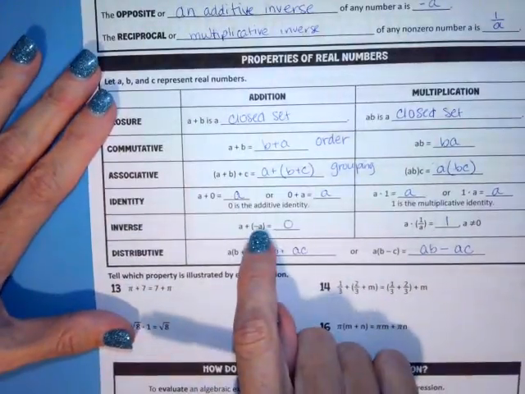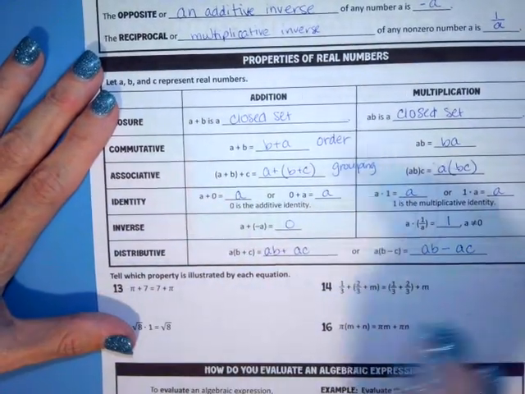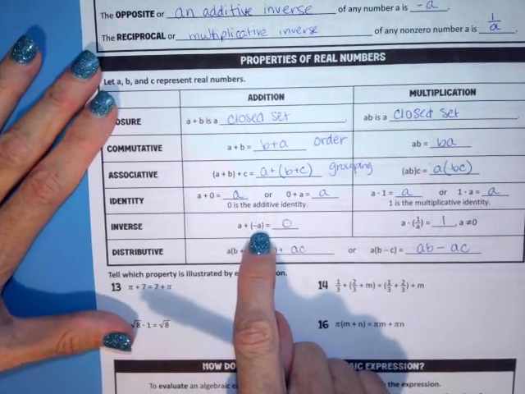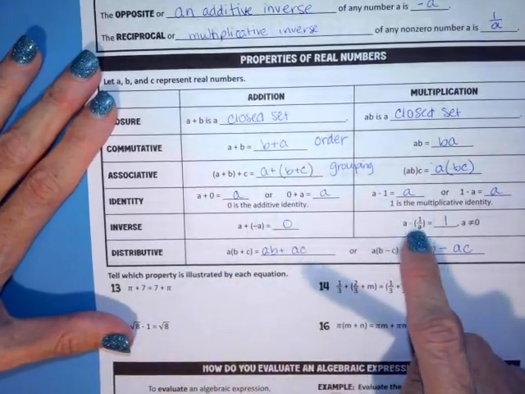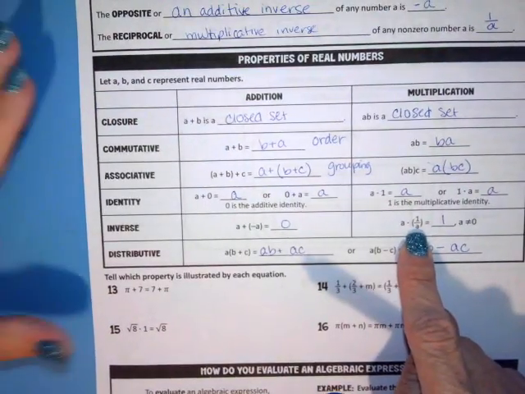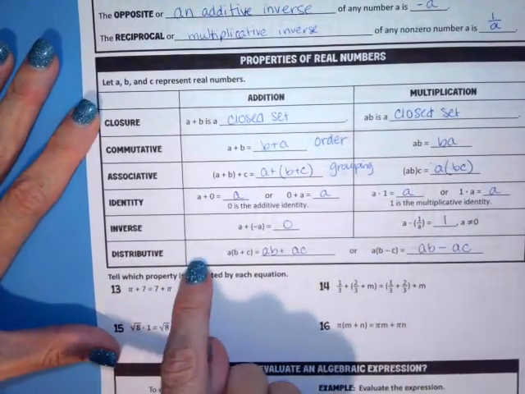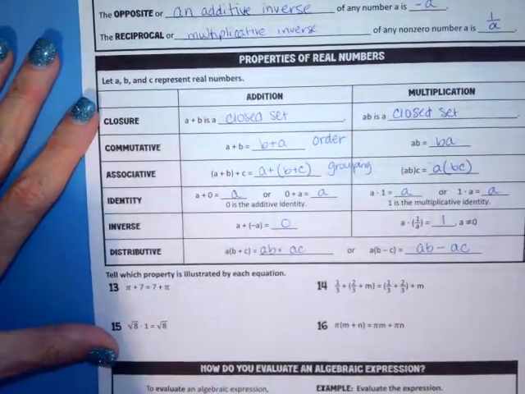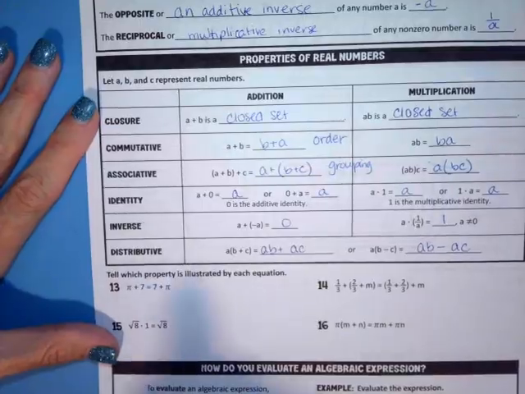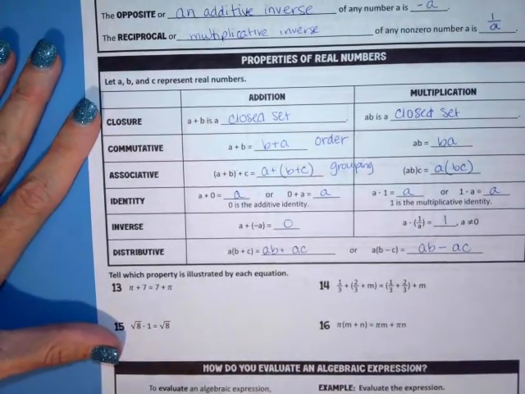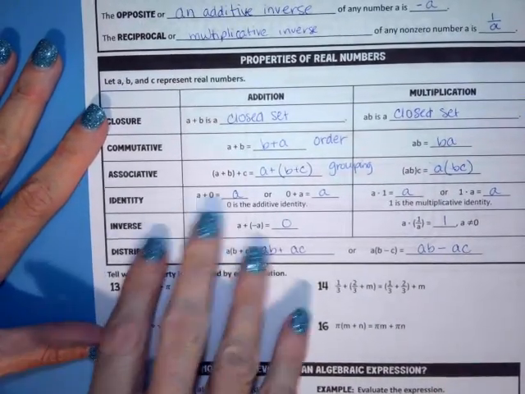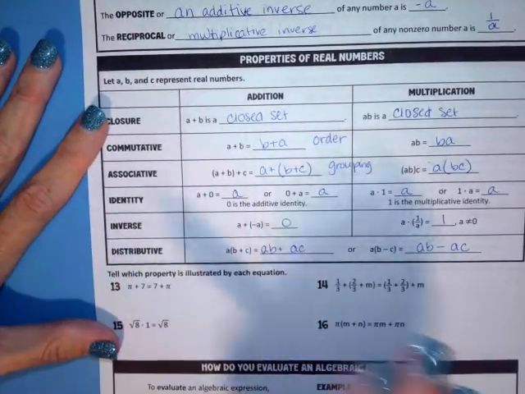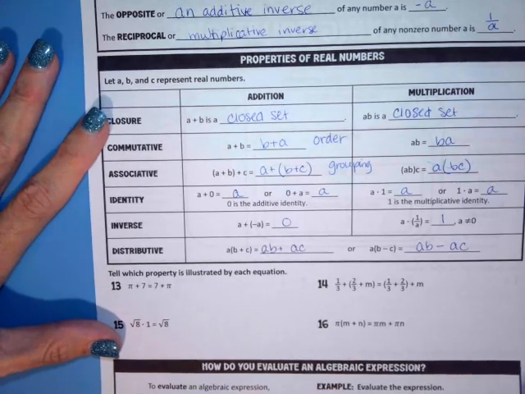The inverse, this is where we're using the opposite. And so a plus its opposite, negative a, is 0. A times its inverse, 1 over a, is 1. And then we have the distributive property. So all of these properties allow us to do the math that we need to do in Algebra 2, pre-calculus, calculus. So even though you've learned these properties before, it's still relevant to go over them in these advanced classes because they still exist.